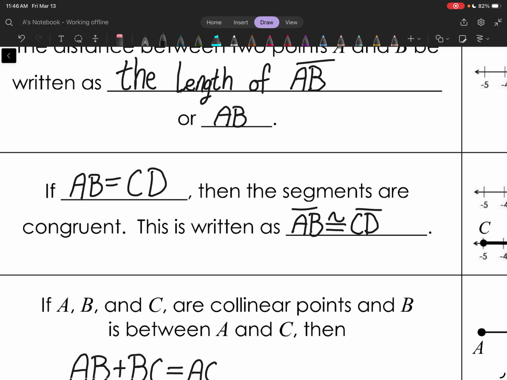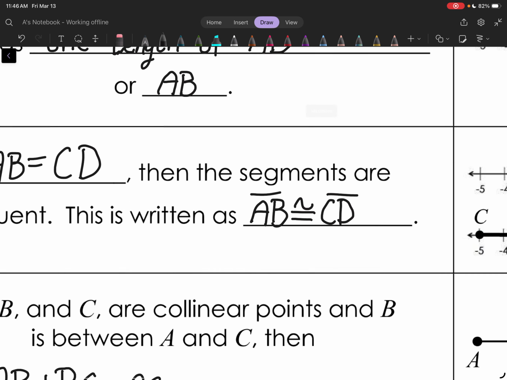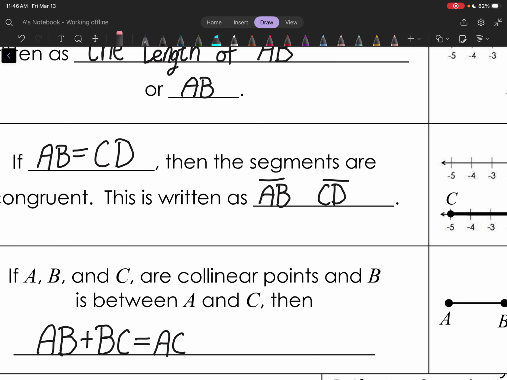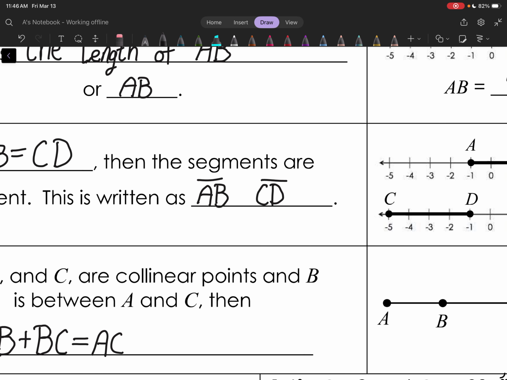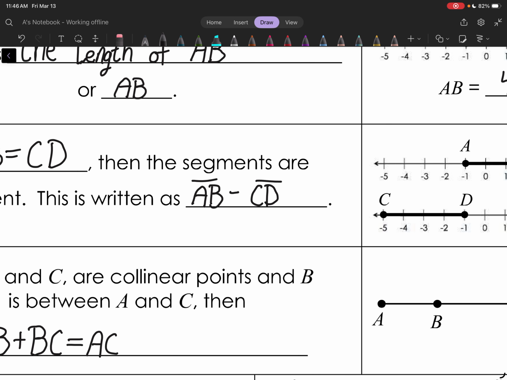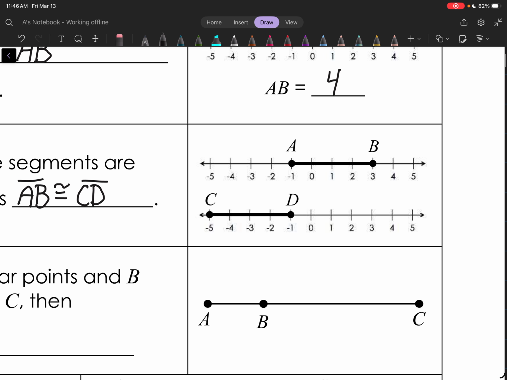Congruent segments. If the lengths of AB and CD are equal, then the segments are congruent. It is written as line segment, so the line above it, AB, is congruent to line segment CD. Now, congruent to is a very specific symbol. You draw this with an equal sign and put a tilde above it. So in these, from A to B is 4, and from C to D is 4 units.